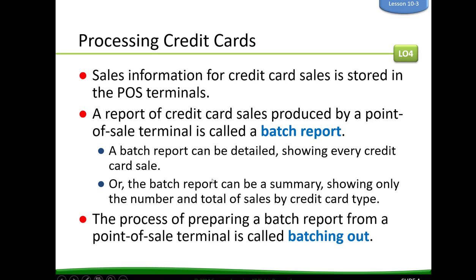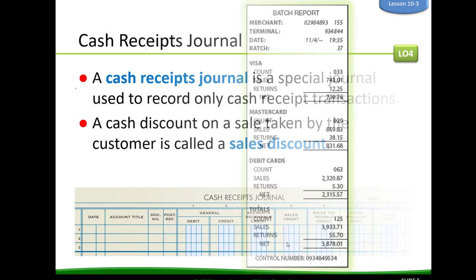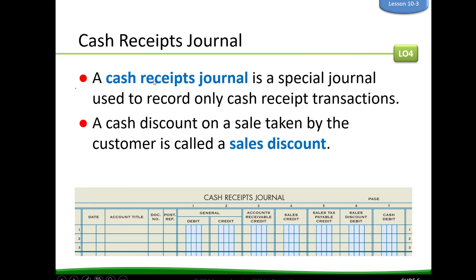And the process of creating it is called batching out. Here it is again. This also has any returns that may have happened in the process. So we are doing the cash receipts journal. It's a special journal in which we keep track of all our cash transactions. And cash discounts on sales taken is called a sales discount.